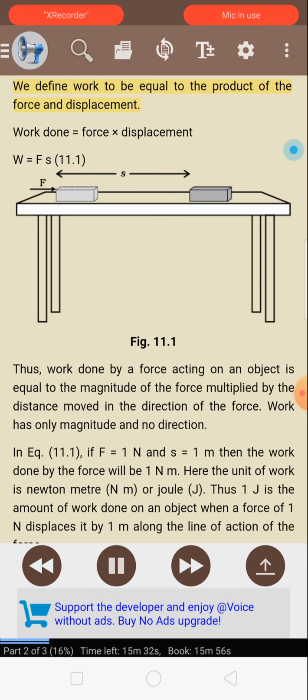Let W be the work done. We define work to be equal to the product of the force and displacement. Work done equals force times displacement. W equals F s, equation 11.1. Figure 11.1. Thus, work done by a force acting on an object is equal to the magnitude of the force multiplied by the distance moved in the direction of the force. Work has only magnitude and no direction.